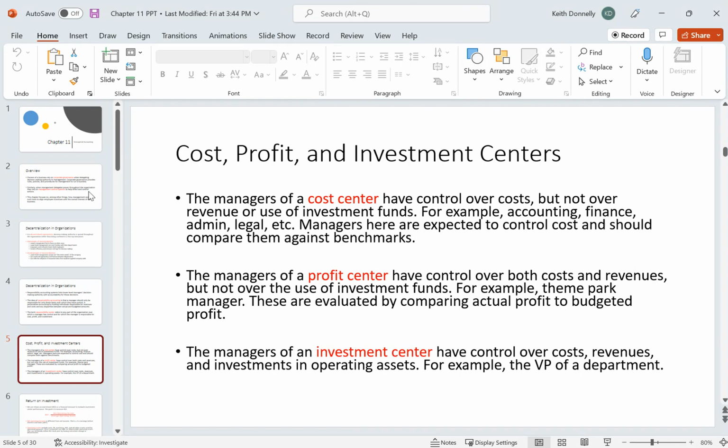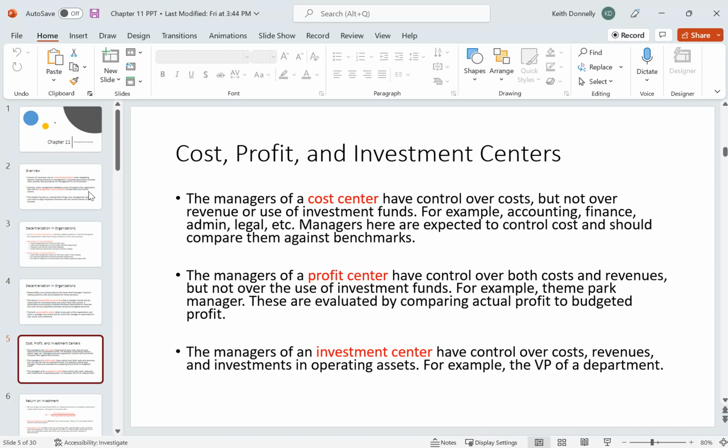You're looking over and have control over costs, but you really don't have any control over revenue or use of the investment funds. You're not on the sales floor selling the product. You're not telling them which products to buy. Really, the only thing you're looking at are costs.